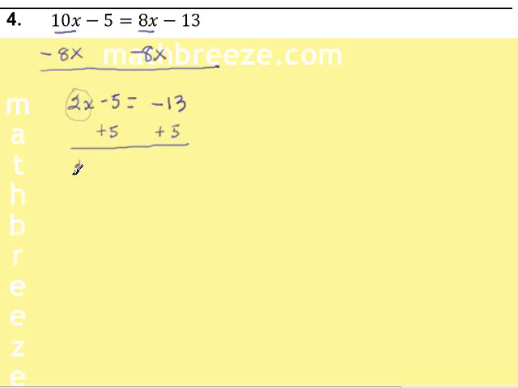Let's bring down the 2x, and these cancel. Bring down the equal sign. Negative 13 plus 5 is negative 8. And now finally we're going to isolate x. X is being multiplied by 2, so we'll do the opposite. We're going to divide both sides by 2. And we have x is equal to negative 4.